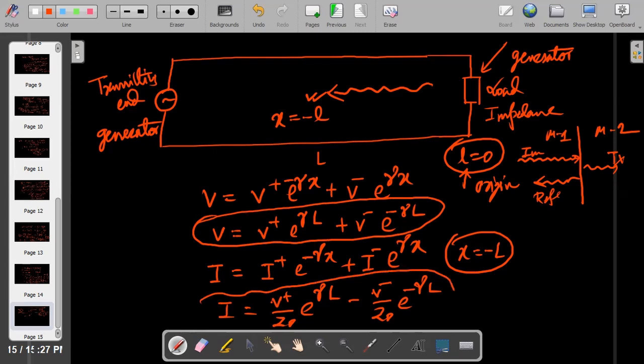And why minus, because the traveling wave is traveling in the minus x direction. Here is the generator. We are putting this is L equals to 0. It is flowing like that towards the generator. Okay. And we have substituted x as minus L.